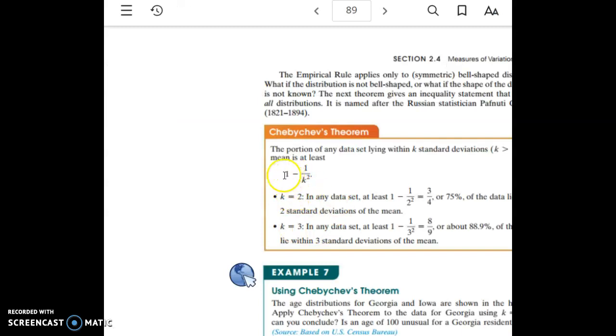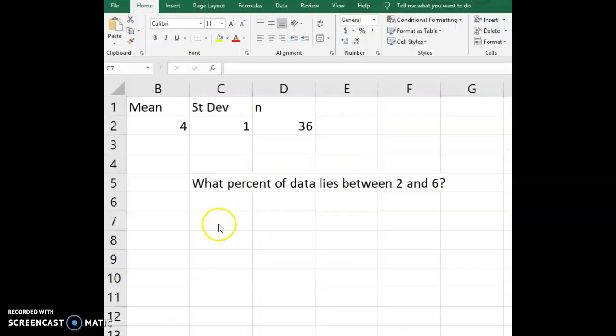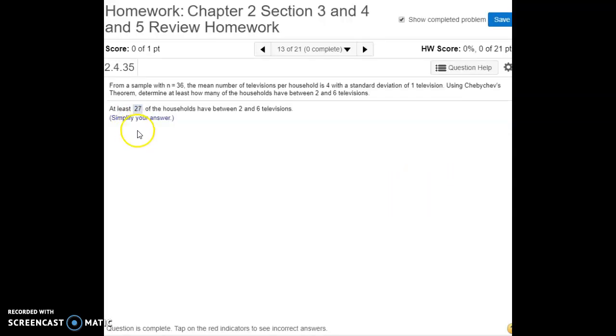And so the formula tells us we're going to take the number 1 and subtract 1 over the number of standard deviations we're looking for, squared. So to use that theorem, we're using the number 1 minus 1 divided by the number of standard deviations away from the mean, which we said was 2, that value squared. And so 2 squared is going to be 4. This is going to be 1 minus 1 over 4. 1 minus a fourth comes out to 3/4. So our answer is 3/4 of the data lies between 2 and 6.